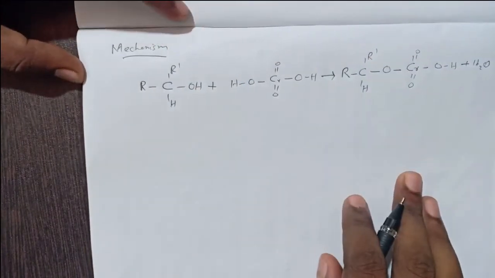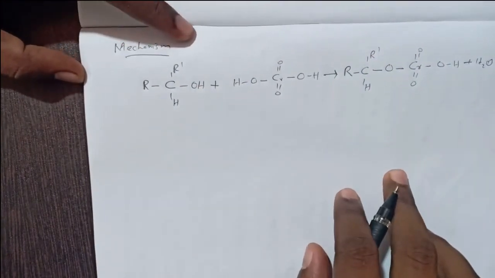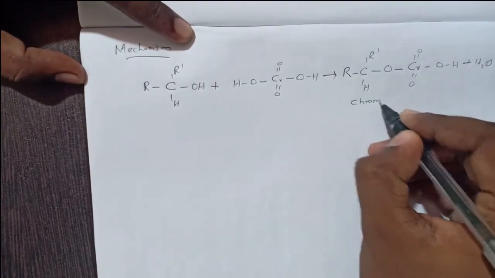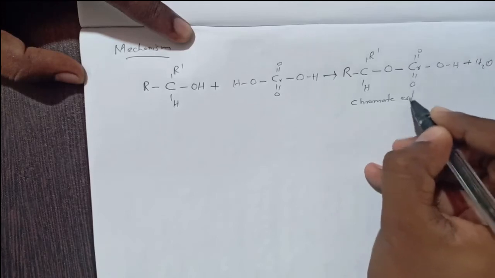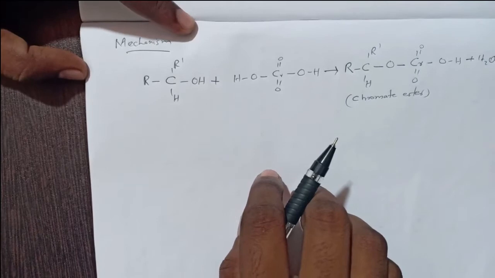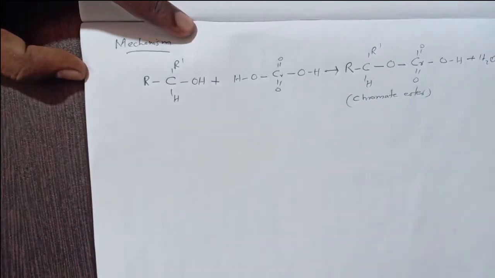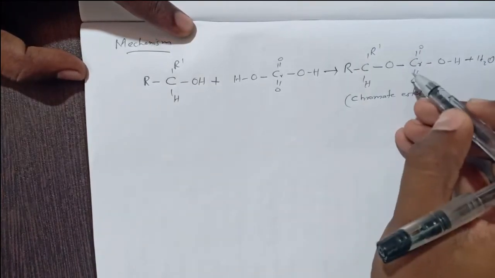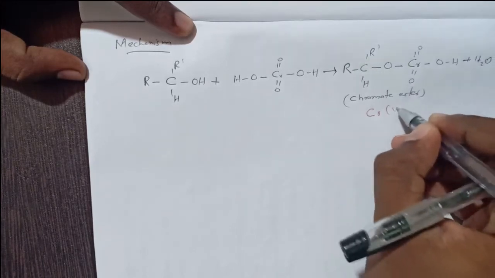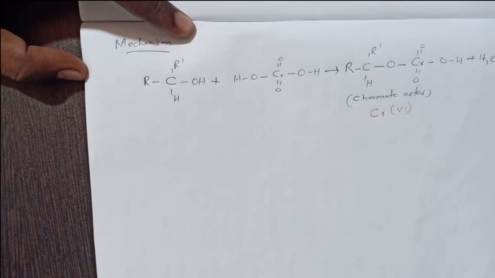Yes. Then in the first step there is a formation of a chromate ester. This is the chromate ester formed here. Here the oxidation state of chromium is 6.